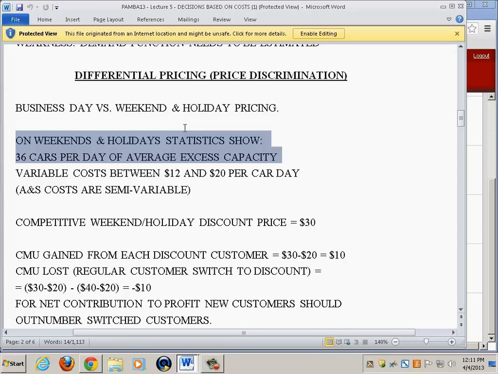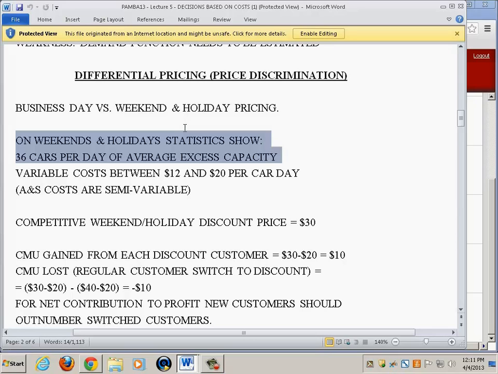So the relevant costs for this type of decision, discount decision on holidays and weekends, are the variable cost. Does this rationale make sense to everybody? Okay.